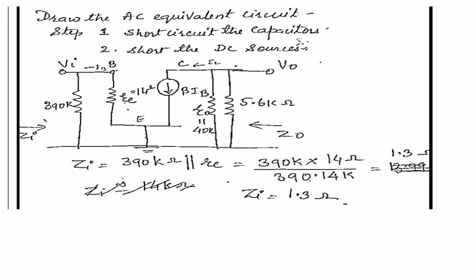So draw the AC equivalent. Step 1, short circuit the capacitors and short the DC sources. We have already done this. What we are trying to do is find the impedance Zi from the input side. You can see that it's a parallel combination of 390 kilo ohms parallel re. So Zi comes out to be 1.3 ohms.